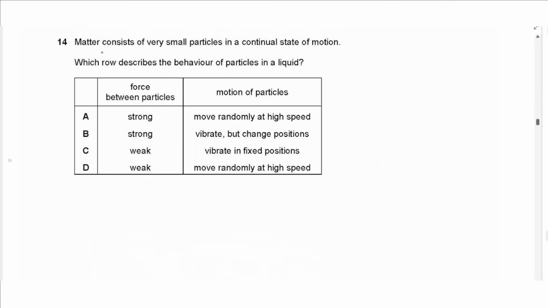Question 14 says matter consists of very small particles in a continual state of motion. Which row describes the behavior of particles in a liquid? So in a liquid, the forces between molecules are strong, not weak, and they do not move randomly at high speeds. At medium or moderate speed; high speeds are given to gas molecules. They vibrate but change positions, yes, so the answer is B.